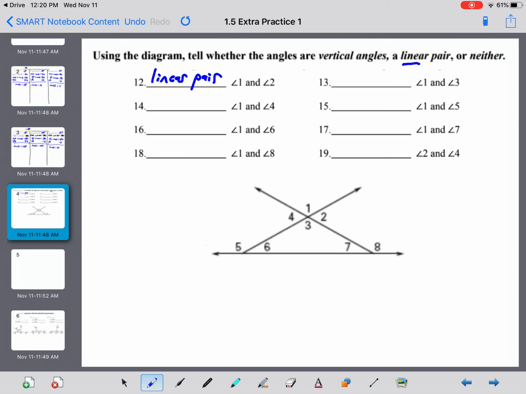Okay, so remember, just the key. Linear pairs make a straight line. Vertical angles make that bow tie looking shape that we're always looking for. Neither would do neither of those things. Angle 1 and angle 4. Well, angle 1 and angle 4 again generate a straight line. That's a linear pair.